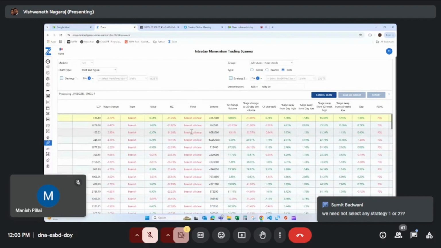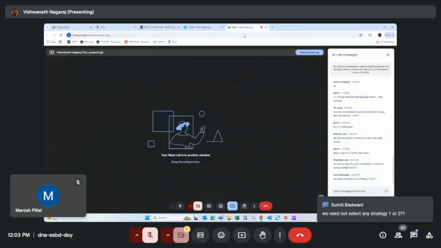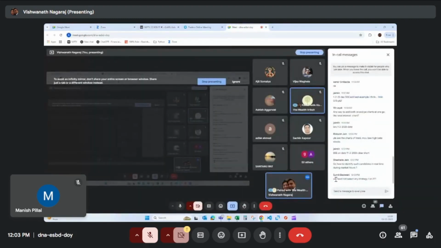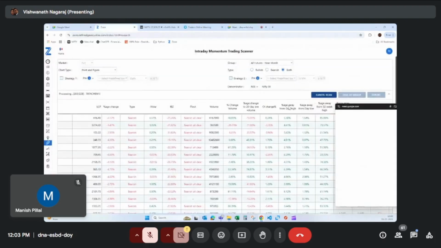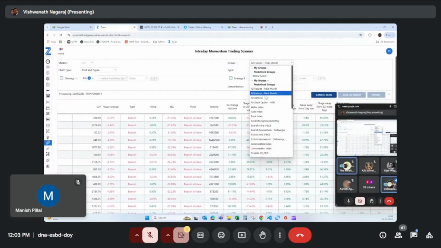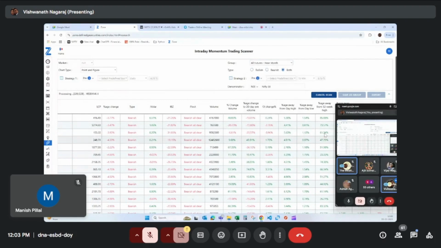Okay, this is a scanner. We need not select any strategy one or two. If you want, you can select, and it will add them also into your criteria. But if you just put it as open, there are people I'm talking to who have their own set of groups, right? They don't want to trade everything possible, so they'll put that. You can put anything and have a look. Play around with it, guys.